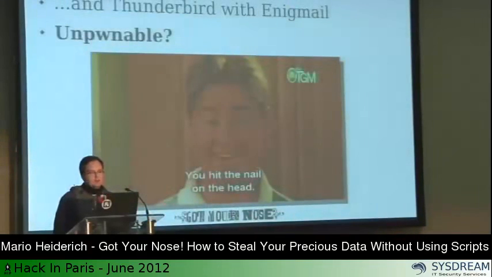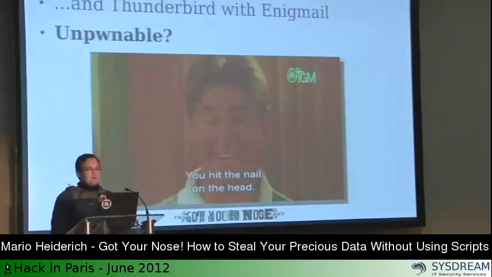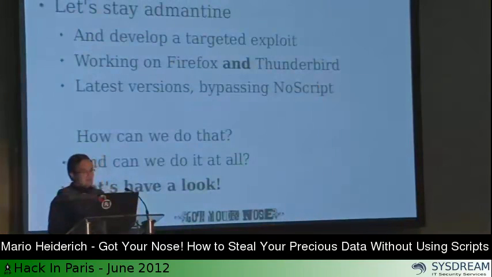Bob is using Firefox with NoScript, as I do, and Bob is using Thunderbird with Enigmail, as I do. There are some parallels except for the tent. So we might think that Bob is pretty much unpwnable. We cannot do anything to pwn Bob, but we want to do it so hard. We really want to pwn Bob, right? And let's say admin time. And let's develop a targeted exploit against Bob. We really want to have his data, right?